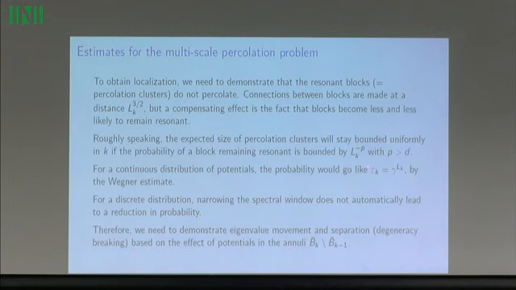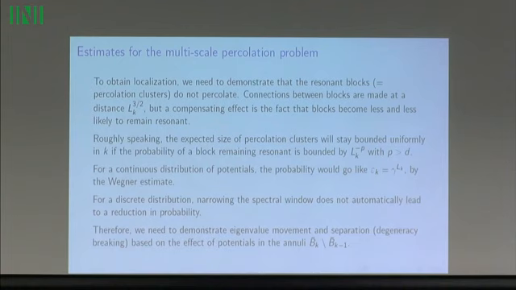Now, as I mentioned, the continuous distribution is much easier, because probability actually goes like the length of the interval by the Wegner estimate. And so this is going to be exponential in L_k rather than a power in L_k. So it's a very different situation as far as probabilities are concerned. Now for a discrete distribution, I mentioned this already, the narrowing of the spectral window doesn't necessarily guarantee that the probability of resonance goes down. So that's really where the hard work goes into with this problem.